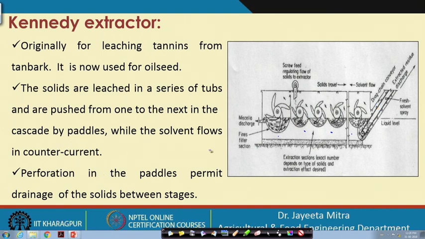while the solvent flows in a countercurrent fashion. The solvent is coming from the other side: as the slurry moves from left to right, the solvent comes from right to left. Perforations in the paddles permit drainage of the solid between stages. So, there is a perforation, and because of that the drainage of the solid between the stages is performed.